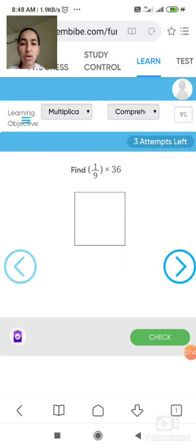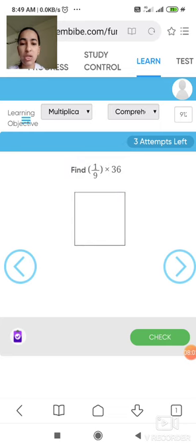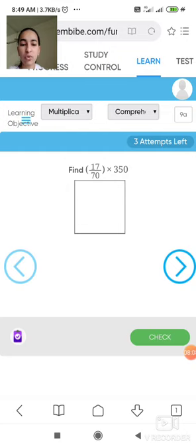Now the next is 1 upon 9 multiplied by 36. Now 9 ones are 9, 9 fours are 36. So 4 multiplied by 1, the answer is 4. Okay students, understand how to multiply a whole number by a fraction. Okay, let's take the next type of questions.